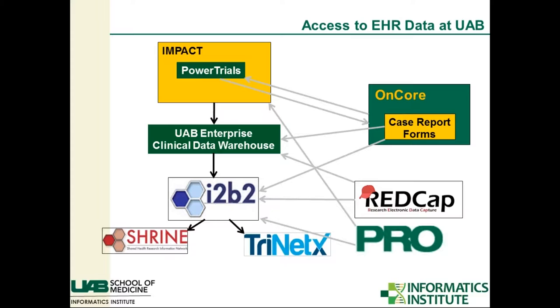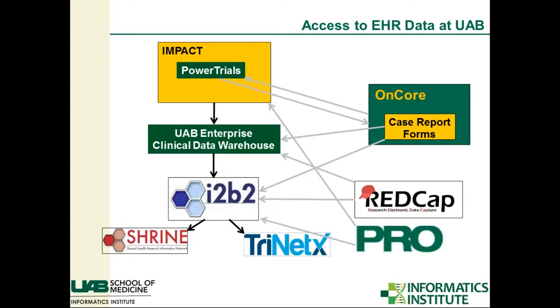So I mentioned Shrine, and the other one is Trinetics. I don't have a picture of Shrine because it looks like I2B2. It's an I2B2 interface that queries multiple sites. But Trinetics is a little different. Trinetics is a company that was financed by the pharmaceutical industry to connect I2B2 instances together to allow the pharmaceutical participants to find which institutions are likely to be successful at recruiting patients for their studies.